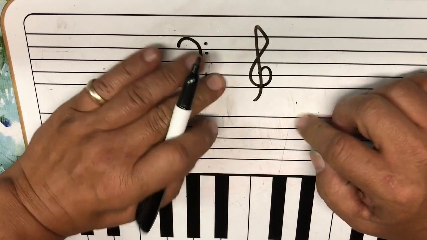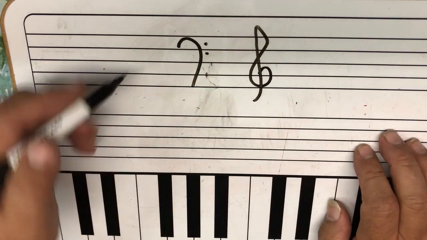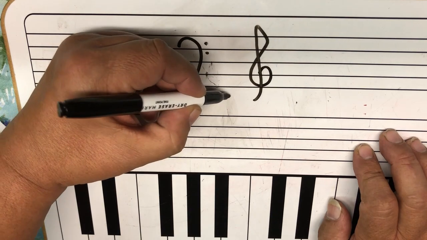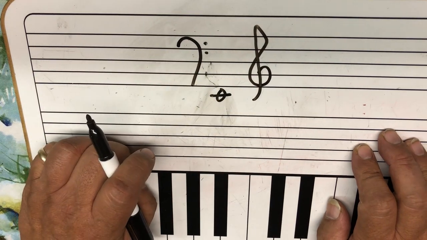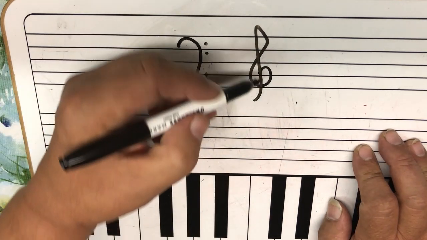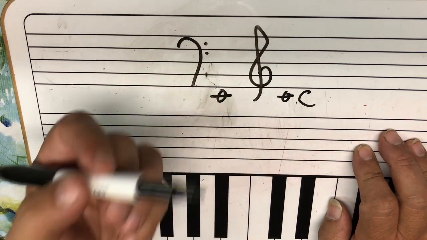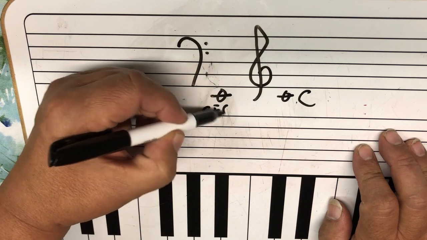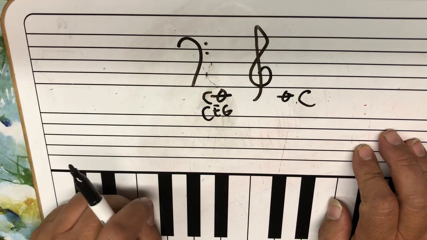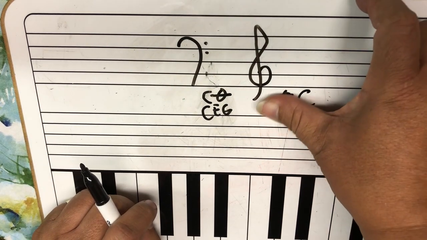Let's try it with ledger lines. It doesn't really matter. Let's say that I have this note right there. In bass clef, we're not sure what that is, but when we look at it in treble clef, we say, that's middle C. It's a C. So we go C, E, G. This is an E right there. And that's the way it works.